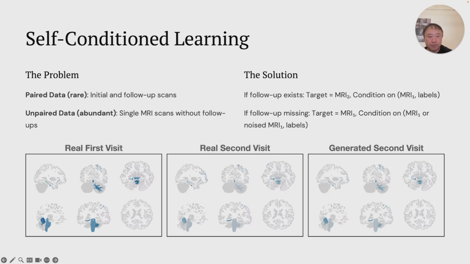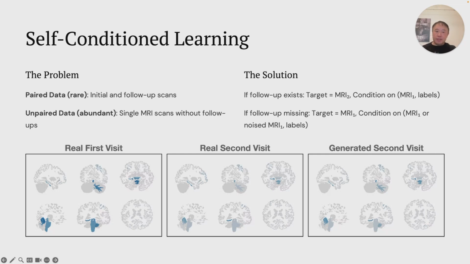How do we do that? If you have the paired data, you condition the second visit on the first visit and the label. If you have only a single scan, what we do is condition on the image itself or a noisy version of that image. Very simple idea.